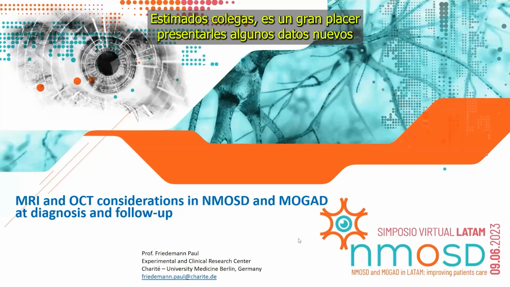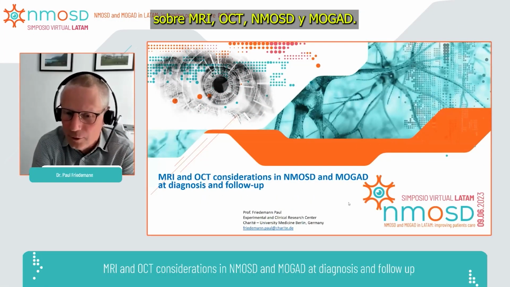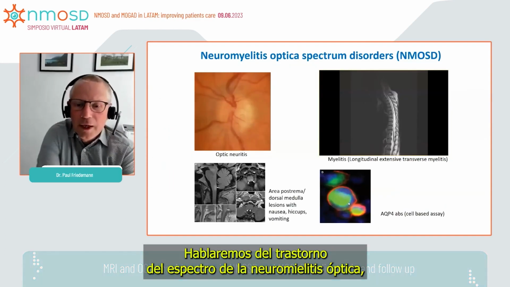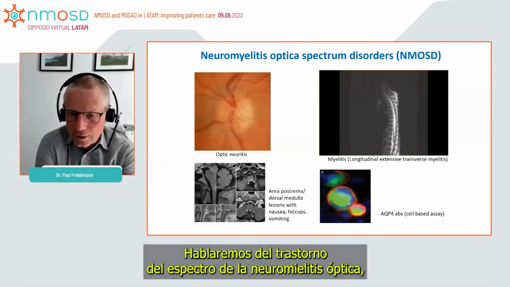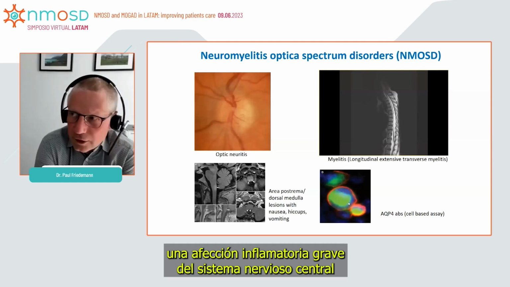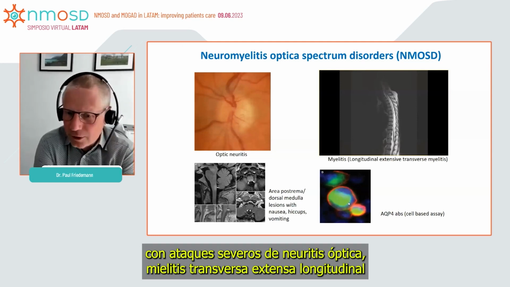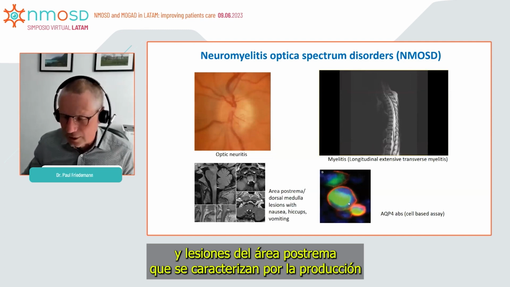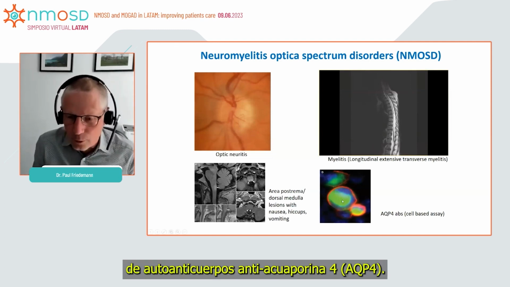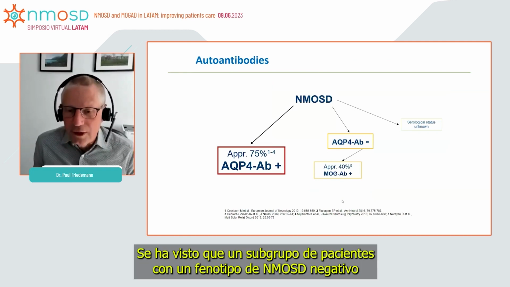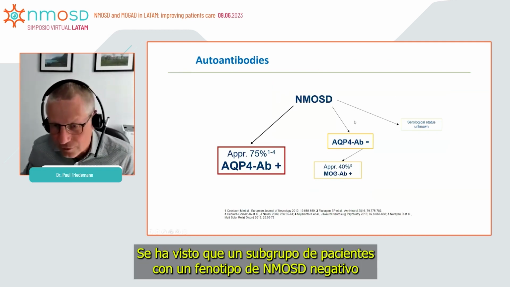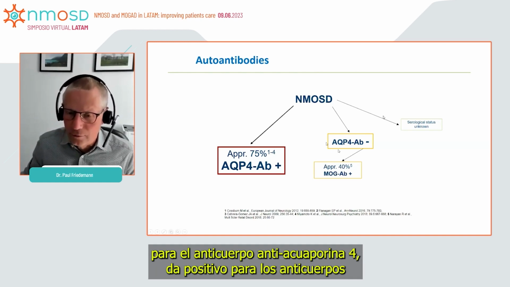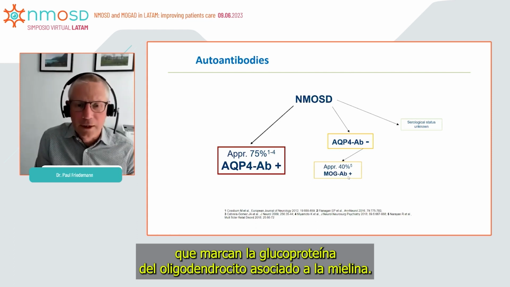Dear colleagues, it's a great pleasure to present some new data on MRI and OCT in NMOSD and MOGAD to you. We are speaking about neuromyelitis optica spectrum disorders, a severe inflammatory condition of the central nervous system with severe attacks of optic neuritis, longitudinal extensive transverse myelitis, and area postrema lesions that are characterized by autoantibodies to aquaporin 4. We have now seen that a subgroup of patients with an NMOSD phenotype who is negative for the aquaporin 4 antibody tests positive for antibodies to MOG, myelin oligodendrocyte glycoprotein.